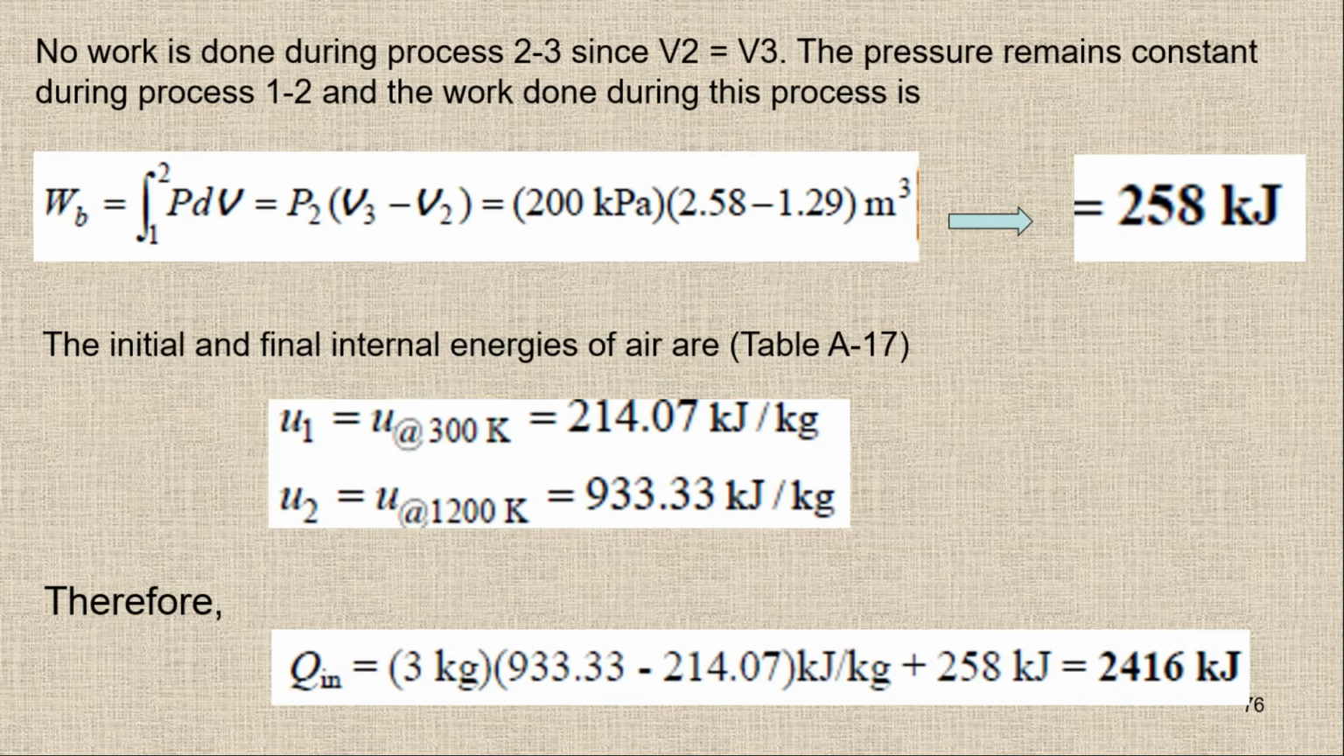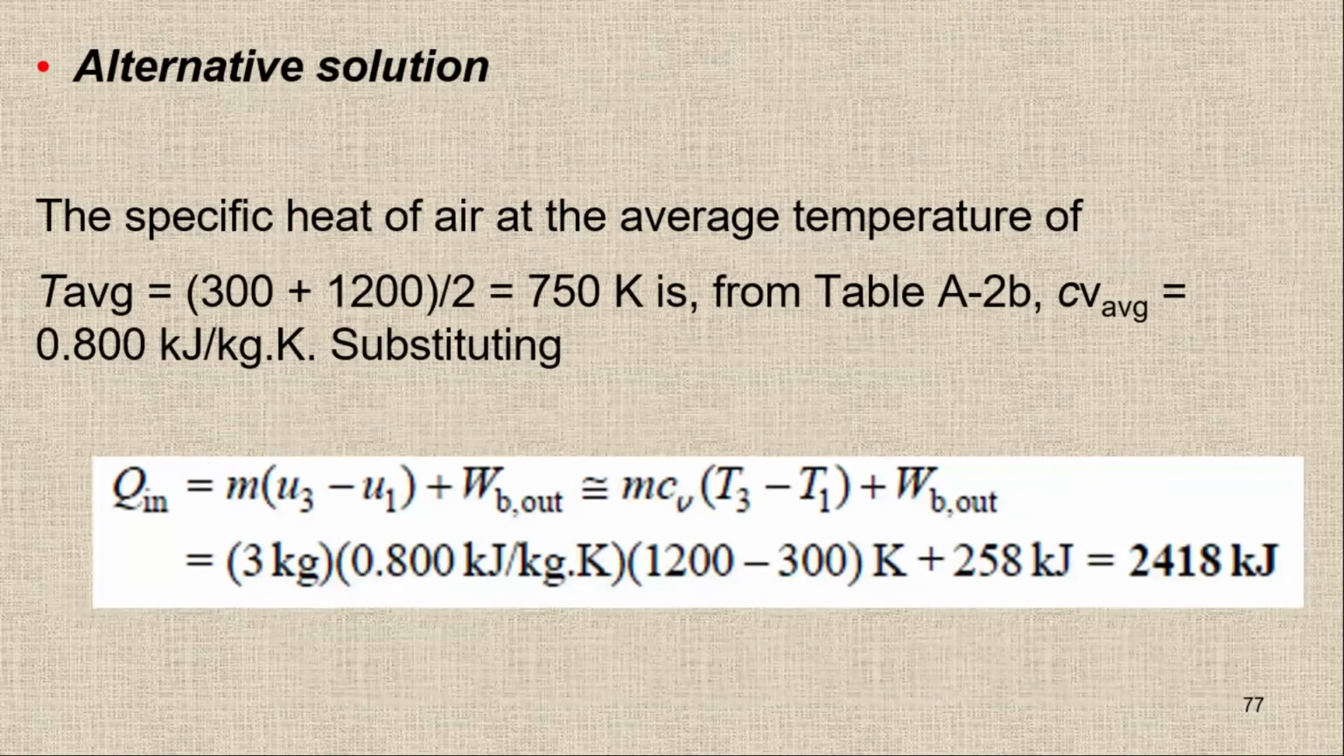We have an alternate method to find out the value of Q. We are going to use the same equation, but instead of using this table A17, I will use the average value of Cp or Cv. So how can we solve this one? Here we have the alternate solution. For the average value, we have to check the average temperature. So we have 300 plus 1200 divided by 2, so I'll get 750 Kelvin.